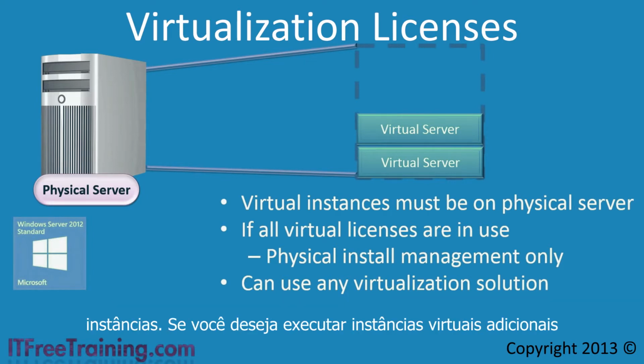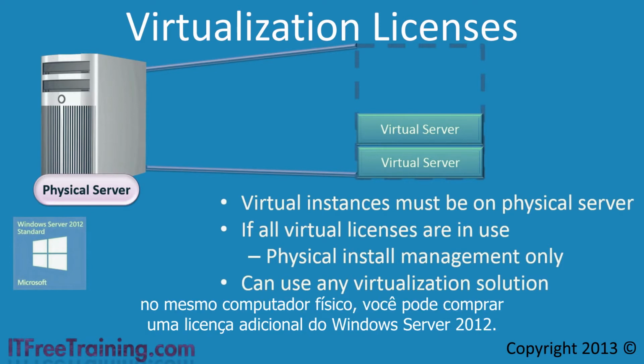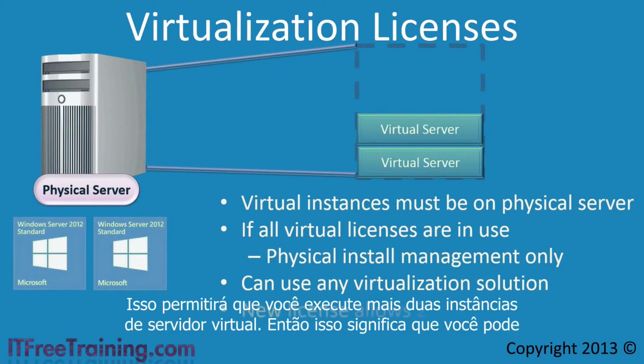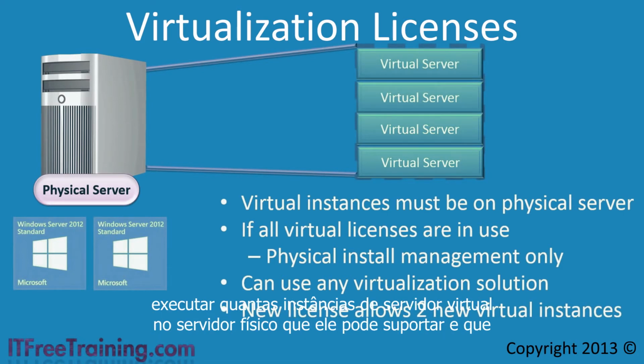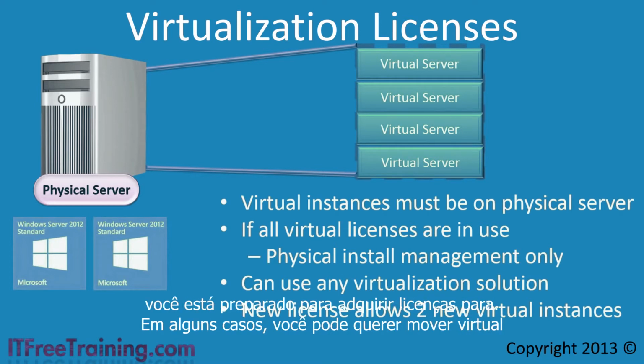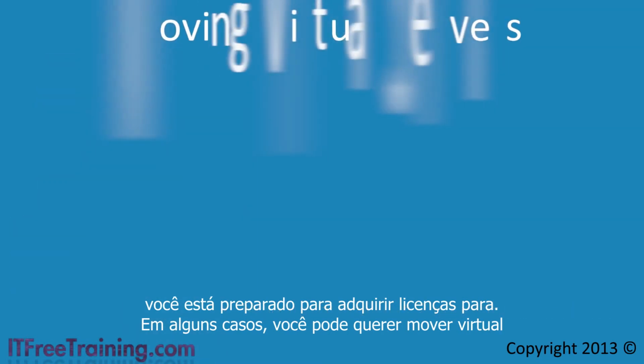If you wish to run additional virtual instances on the same physical computer, you can purchase an additional Windows Server 2012 license. This will allow you to run 2 more virtual server instances. So this means you can run as many virtual server instances on that physical server that it can support and that you are prepared to purchase licenses for.